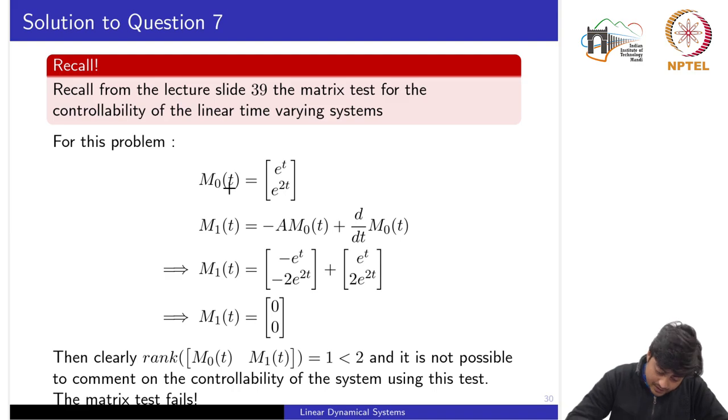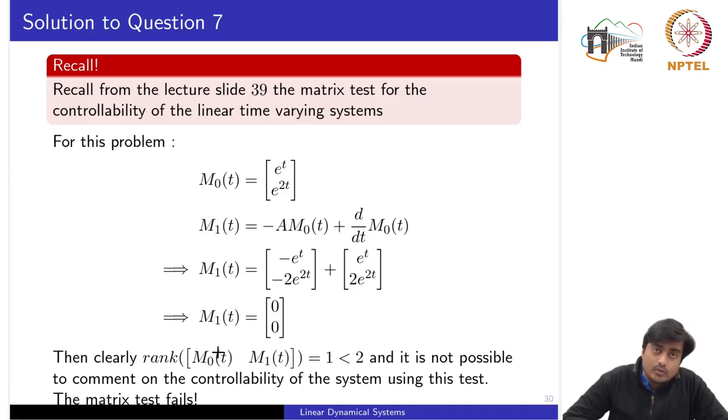Now if the rank of this matrix M0 and M1 happens to be 2, then it would definitely be controllable. Now the rank of this matrix is less than 2, which is 1, and being only the sufficient condition, we cannot guarantee whether our system is completely controllable or not. Okay.